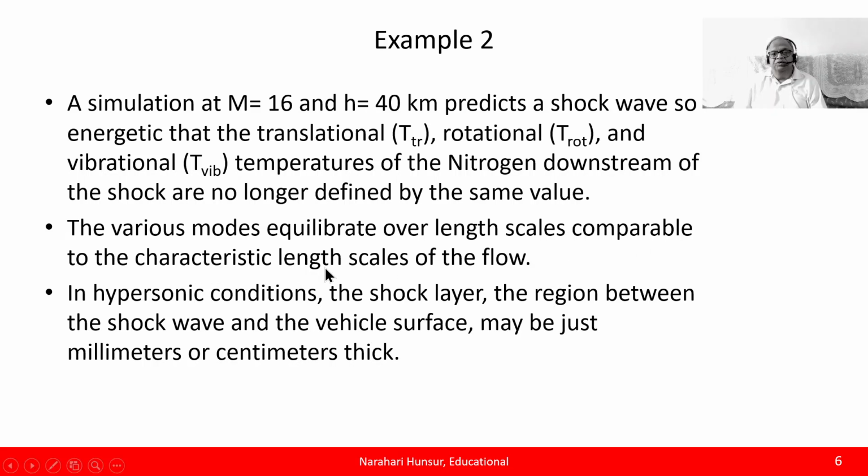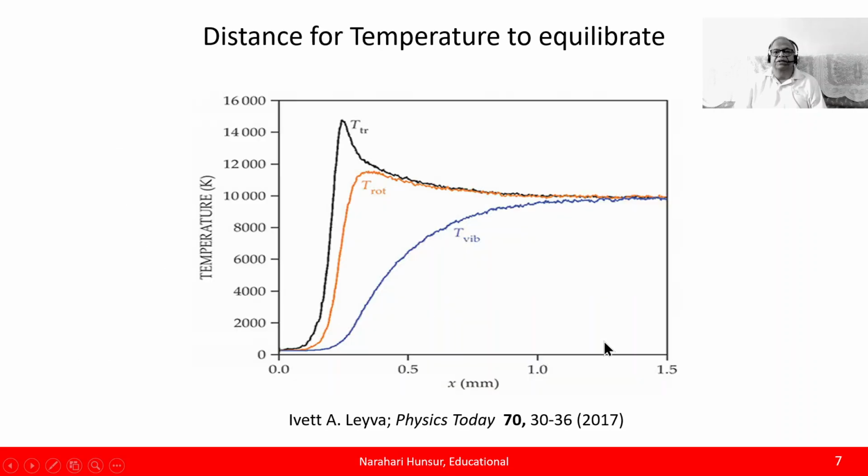These various modes equilibrate over a length scale comparable to the characteristic length scales of the flow. In hypersonic conditions, the shock layer, the region between the shock wave and the vehicle surface, may be just millimeters or even centimeters thick. Here is an example which I have taken from a paper by Yvette Levia from Physics Today, published in 2017.